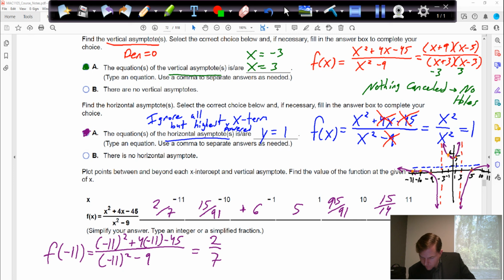So it actually hits 5 twice. It goes to 5 at 0, and then it must go a little bit below 5 and then back up to 5 again. And then at 10, it's interesting. It's actually above this line. And then at 11, it's a little higher still. So I didn't quite draw that right.